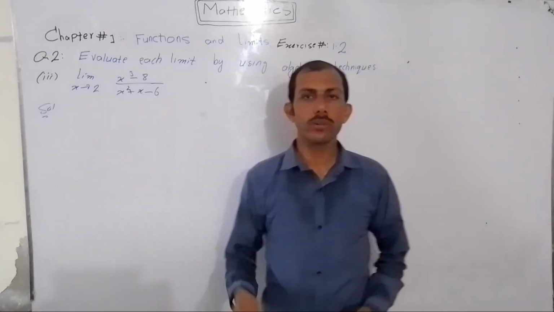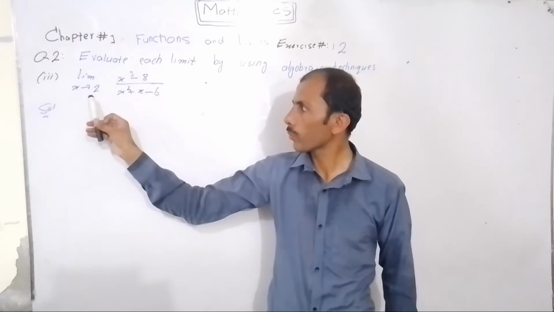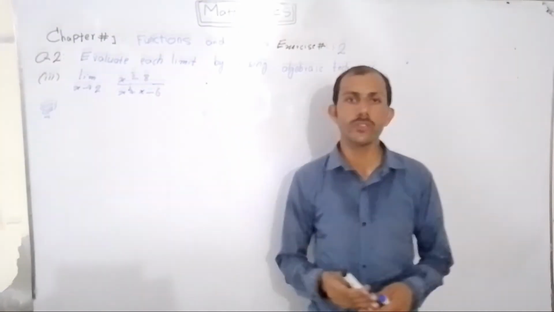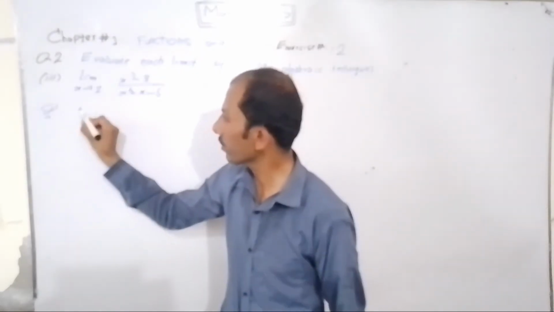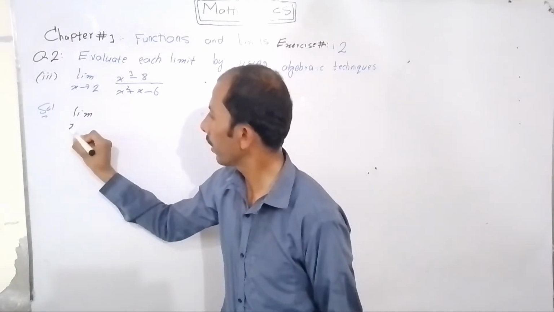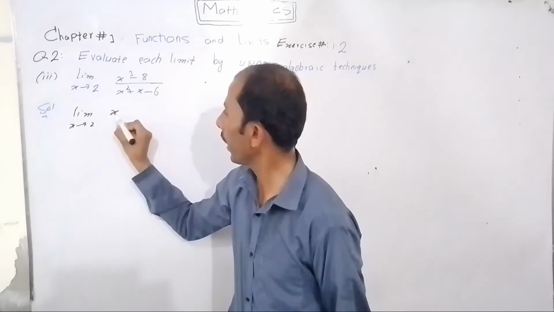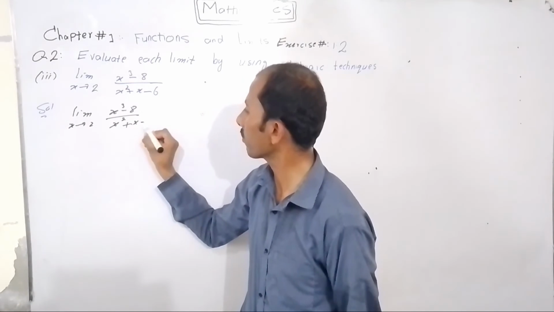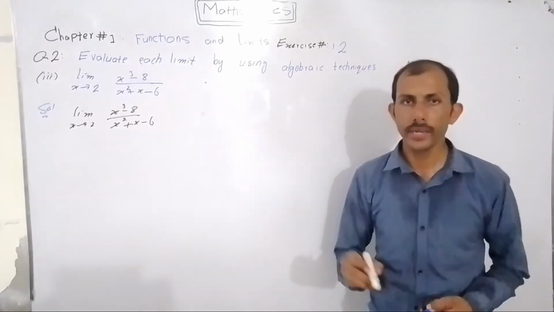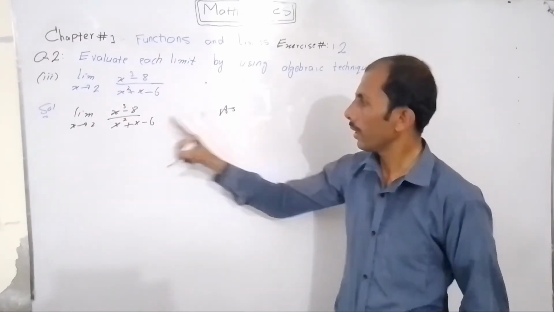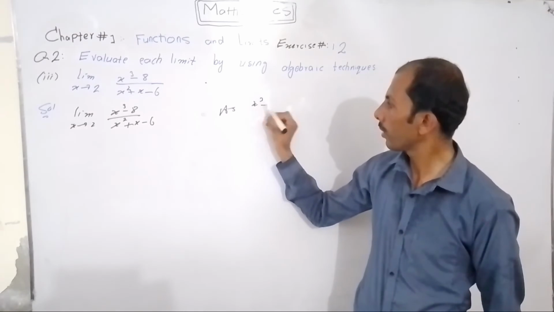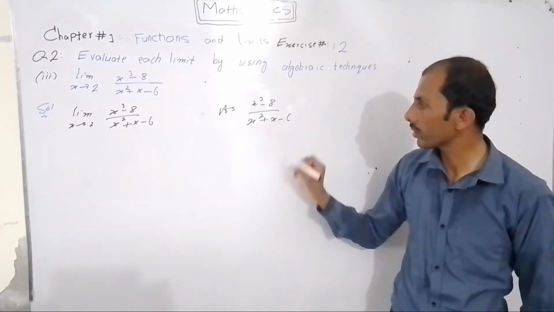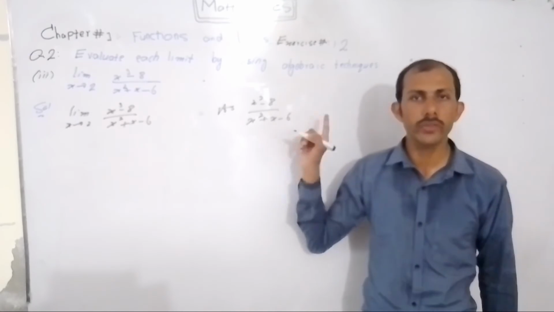Dear student, next part 3: limit x approaches to 2, x cube minus 8 divided by x square plus x minus 6. First, as it is, limit x approaches to 2, x cube minus 8 divided by x square plus x minus 6, as x cube minus 8 divided by x square plus x minus 6 is of 0 by 0 form.